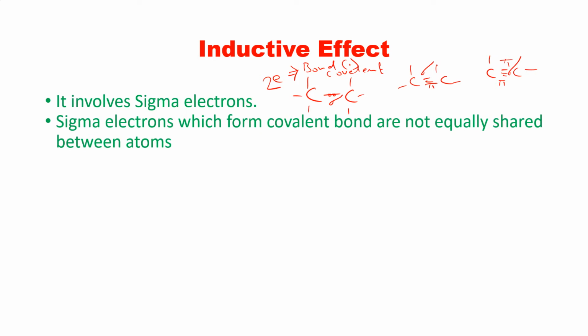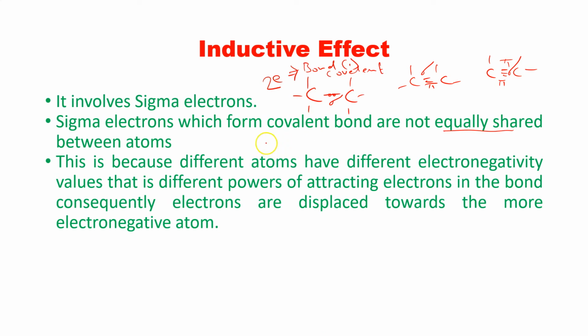Sigma electrons which form a covalent bond are not equally shared between the atoms. Earlier, in the concept of bonds, we have seen that sigma bonds are formed due to sharing of electrons, but this sharing is not equal. When there is some kind of inductive effect, the electrons are not equally shared. This is because the atoms have different electronegativity values, that is, different powers of attracting electrons in the bond. Consequently, the electrons are displaced towards the more electronegative atom.